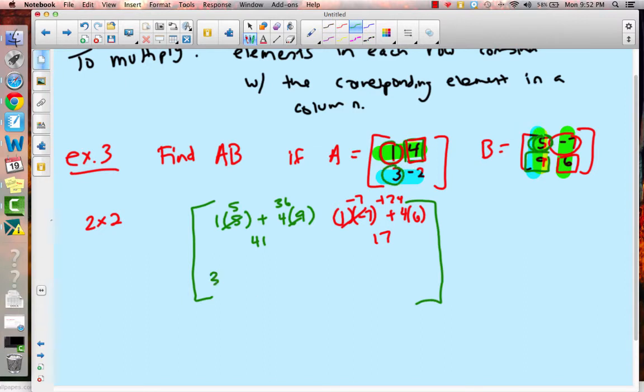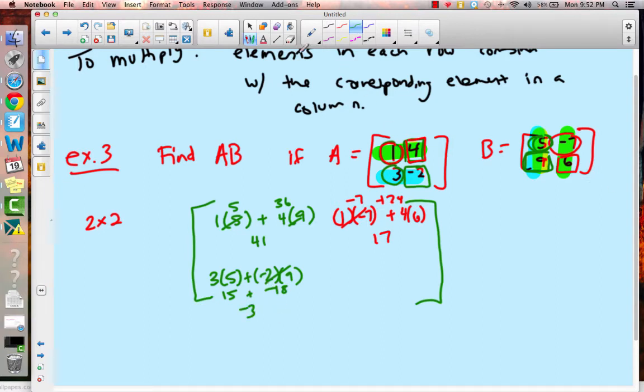So 3 times 5, okay, then plus, it's always a plus, our -2, that's our second element, with the 9, that's our second element. So -2 times 9. 3 times 5, that's 15. -2 times 9, that's -18. So 15 plus -18 gets you -3.